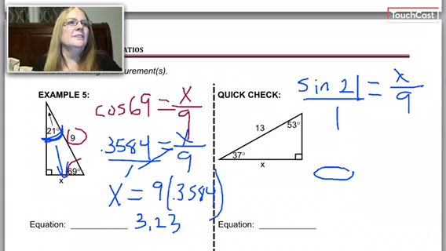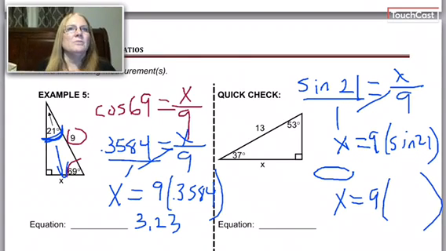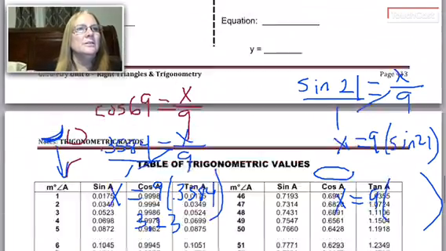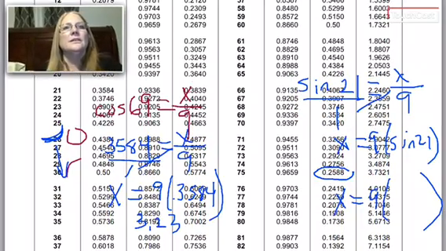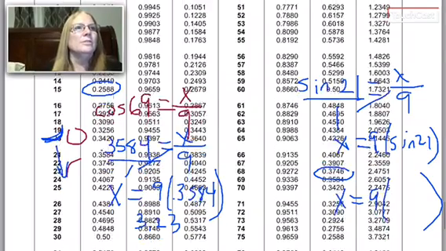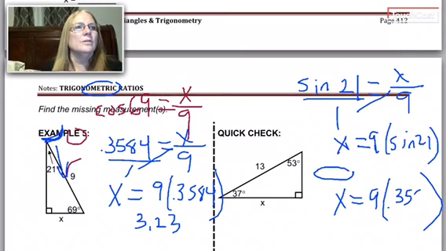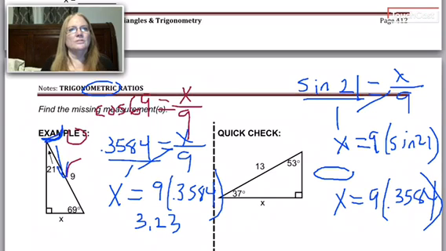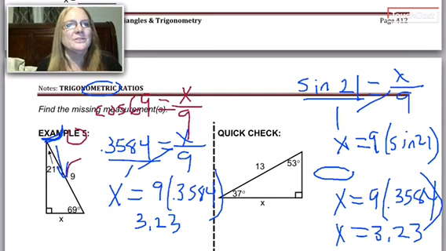We'll go over here, and again, usually I write it out as x is equal to 9 times the sine of 21 before I look it up. So x is equal to 9 times, and we'll look up the sine of 21. And that is 0.3584. And multiply 0.3584 times 9, and you'll see you also get x is equal to 3.23. Okay, so you can do it either way. Please pause and do the quick check. I'm running out of time on the video here, so I'm going to pause too.